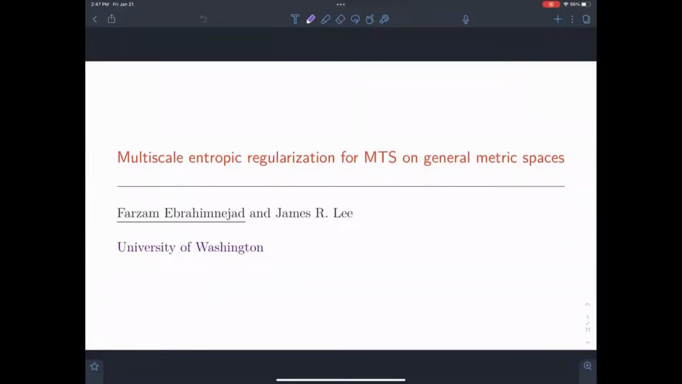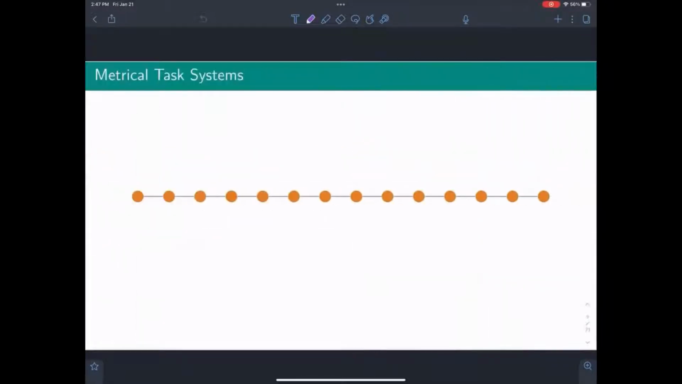Hi, I'm Farzam, and today I'm going to talk about the metrical task systems problem on general metric spaces. This is based on a joint work with James Lee. So first, let me define the problem.